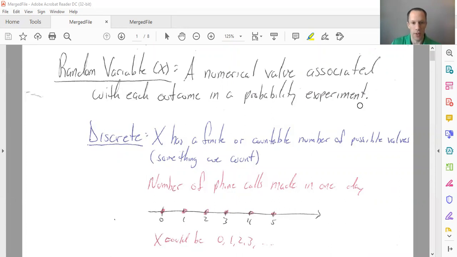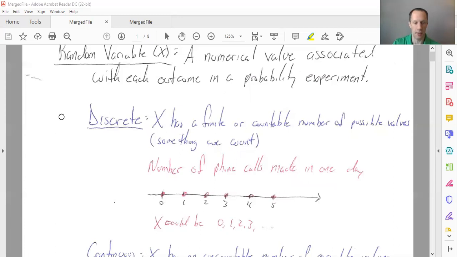Just as an example of a discrete random variable, let's say that we were to take a random person and ask to see their phone log for the past 24 hours. If we count how many phone calls they have made in the last 24 hours, that would be a discrete random variable. We would be counting something. That's what makes it discrete. And one of the key features of a discrete random variable is if you were to plot the outcomes for the random variable on a number line, you would get a set of distinct dots.